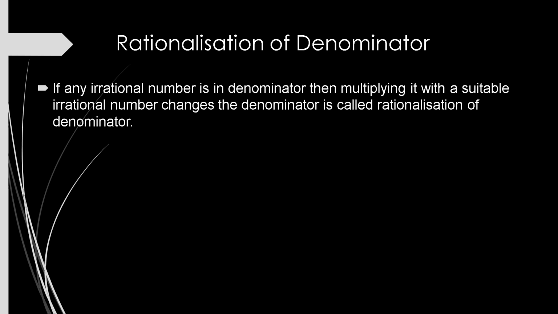Now for rationalizing the denominator, if any denominator is of the irrational type, in this example it is 2 under root 7, then we are supposed to divide and multiply by under root 7 as it is shown. So if we divide and multiply by under root 7, it becomes 2 root 7 by 7.